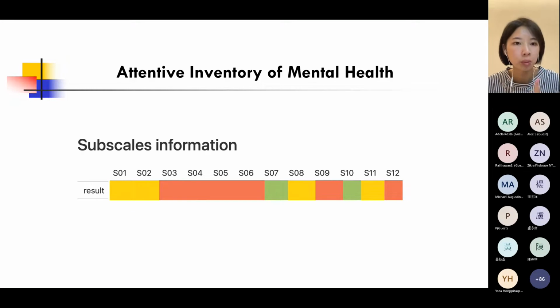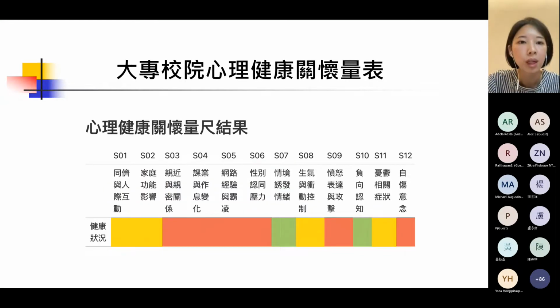You may, as your result, see 12 sections, 12 little bars on your result. As I said, you may see at least one color in your result. The concept actually comes from the traffic light. You see the colors may be red, maybe yellow, maybe green.